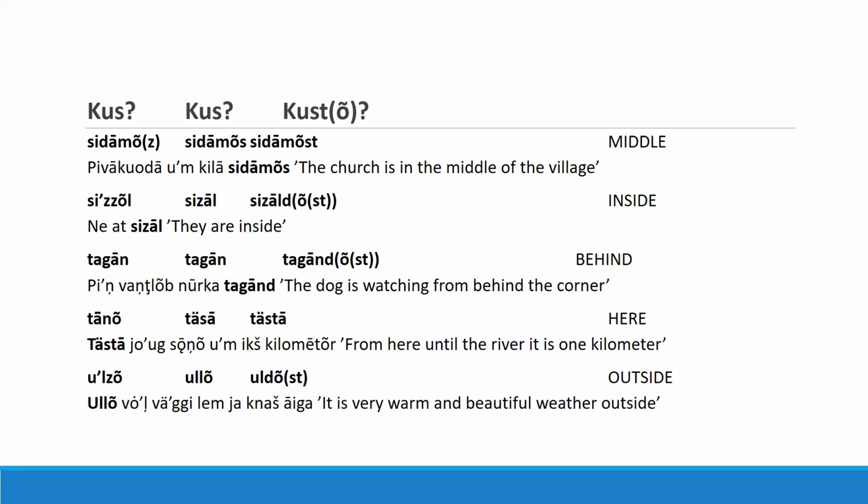And ulse, ull, and uldest. So ulse is outside or to outside. Ull, yeah, and from somewhere. So ull, will vägi, lemjak, nash, aega.